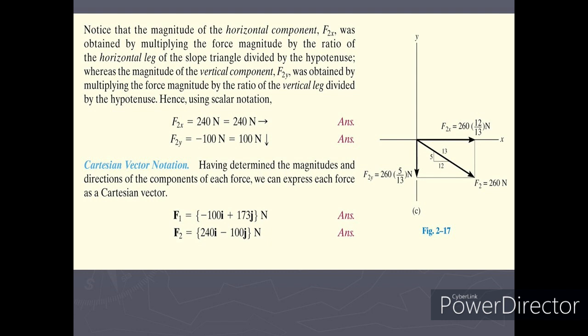So F2x is going to be what? F2 into 12 over 13. For F2y, it's going to be minus because it's towards the negative y-axis. So it's going to be minus 260 into 5 over 13, which is exactly what we have. This is for F2y, but mind you, when we come to put it in the vector, it has to be negative. Are you following?